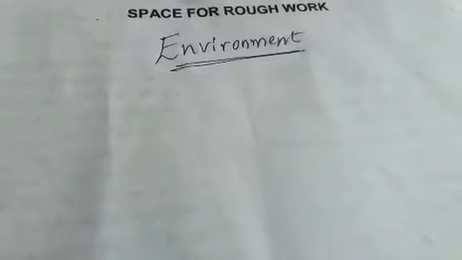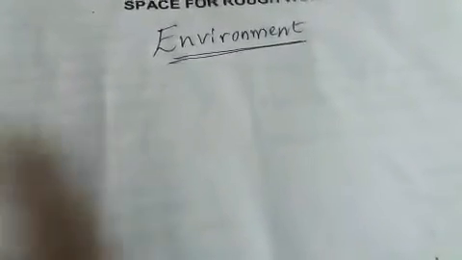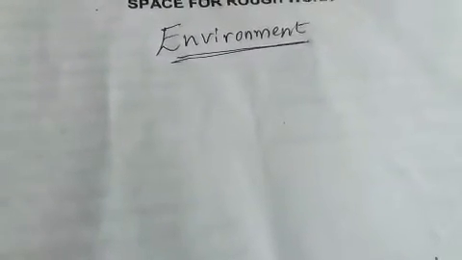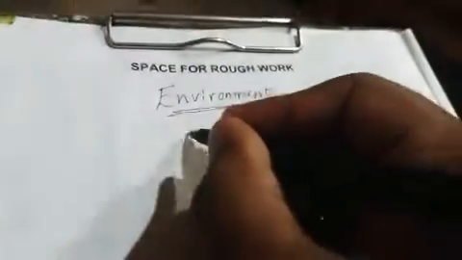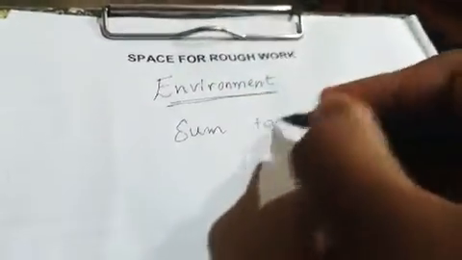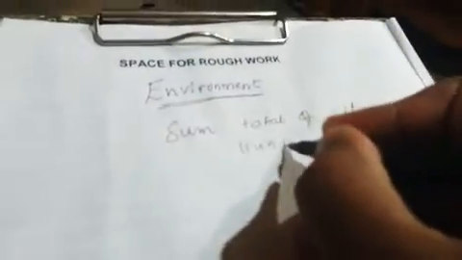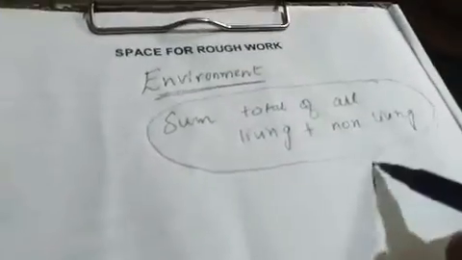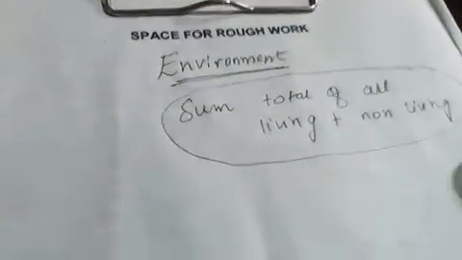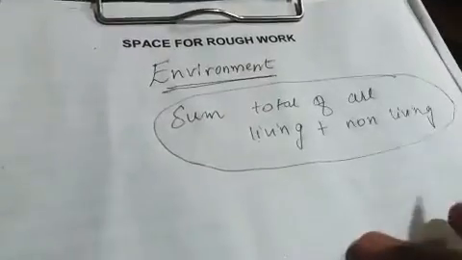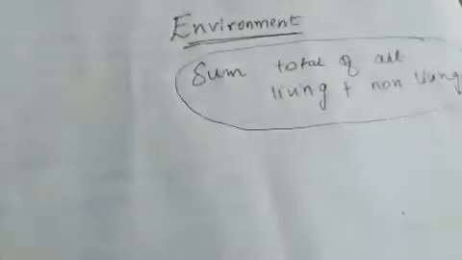Environment can be defined as the sum total of all the living and non-living elements and their effects that influence human life. This is called environment. It is the sum total of all living and non-living things. So it includes both biotic elements and non-biotic elements.